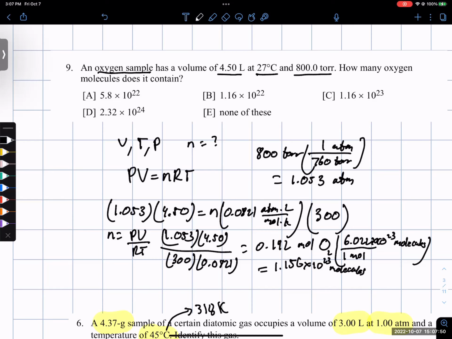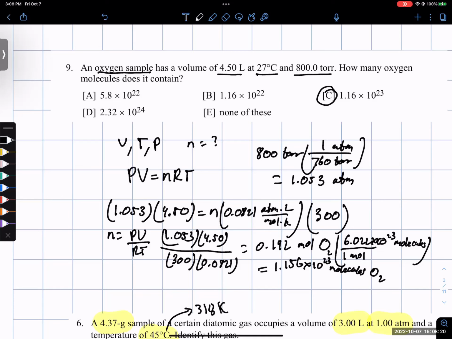You see an answer that is on here. It's 1.16 times 10 to the 23. So our answer in this case is C, 1.16 times 10 to the 23. I feel sad for the poor souls who circled B because it's very, very close, off by 10. Be careful, look at your exponents. That can get you. Molecules of O2.